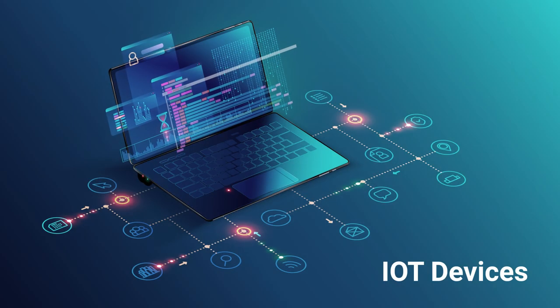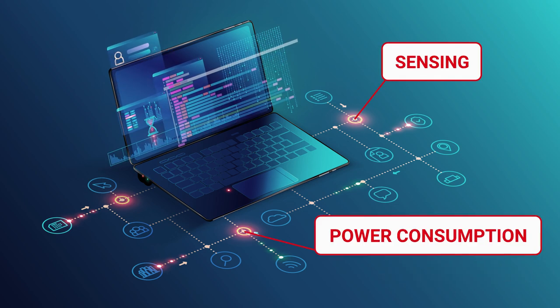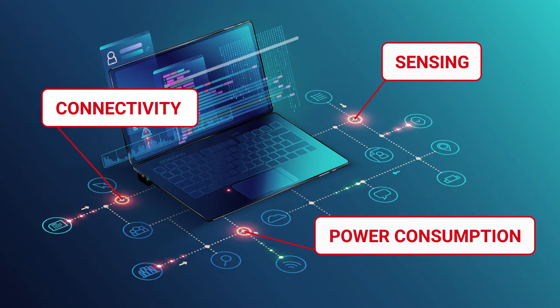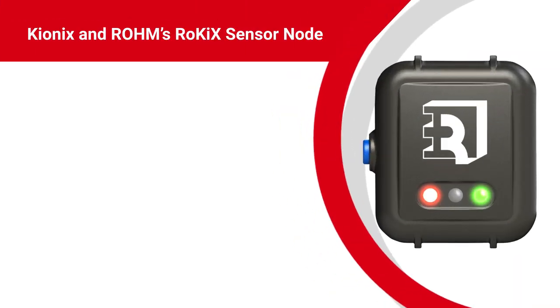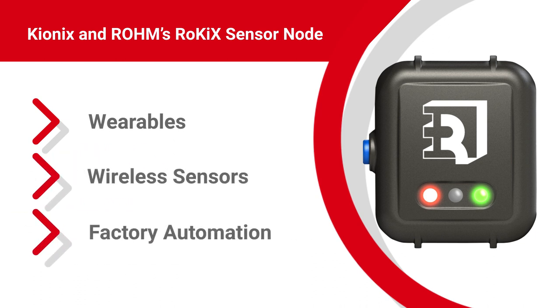For developers working on IoT devices, there are three key challenges to address: sensing, power consumption, and connectivity. Kionix and ROHM's RoKiX sensor node addresses each of these in a compact package that can be used for developing wearables, wireless sensors, factory automation, and other connected devices.